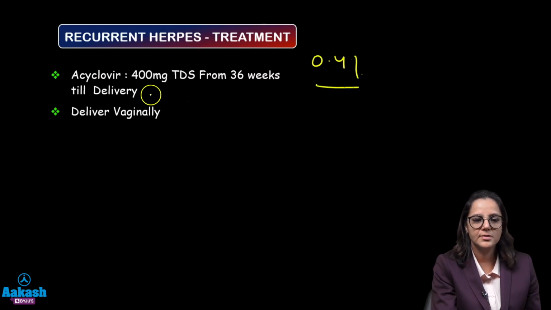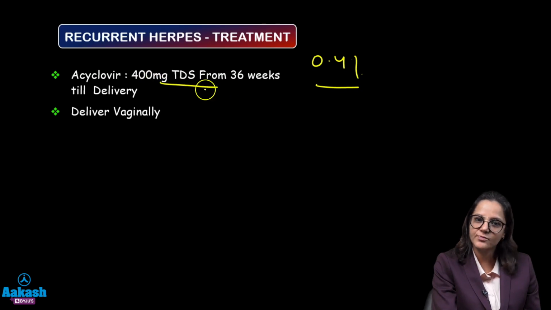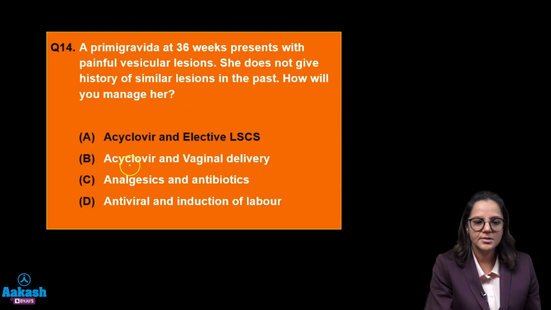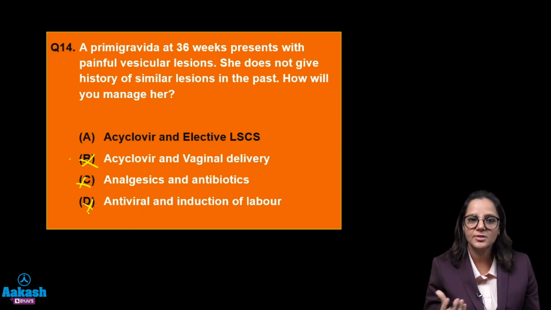It was 0.4%. So what are we going to do? We will give her 400 milligrams of acyclovir from 36 weeks onwards till delivery and the patient can deliver vaginally. So going through the options, acyclovir and vaginal delivery, no, because it's a primary infection. Analgesics and antibiotic, no. Antiviral and induction of labor, no point in induction of labor, vaginal delivery is contraindicated and we have to go for elective cesarean section.